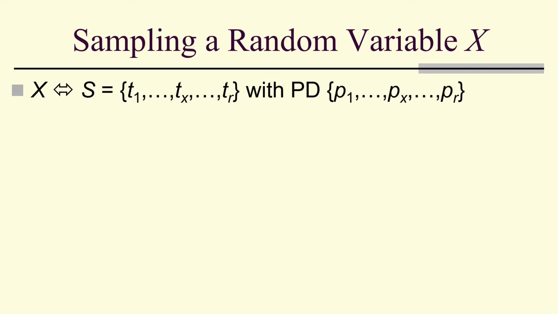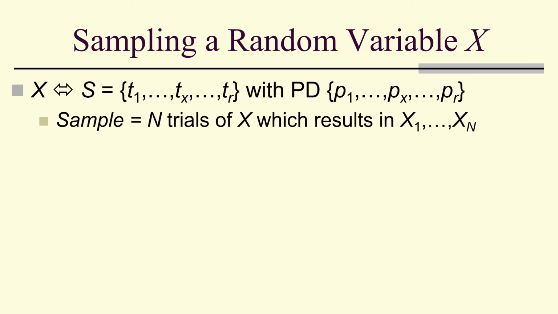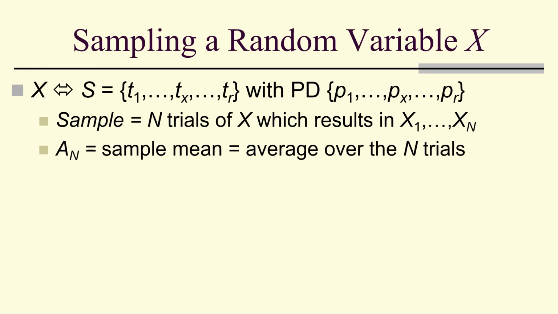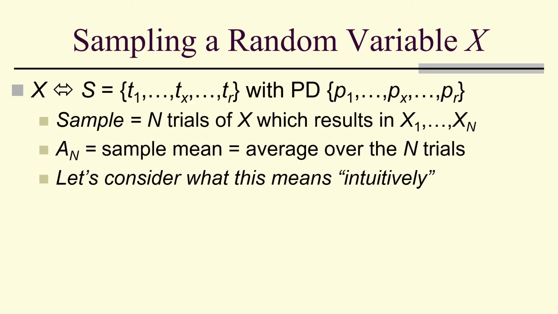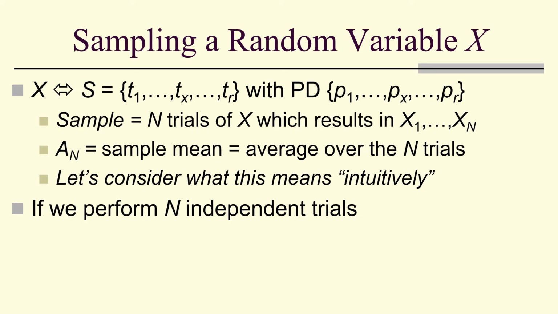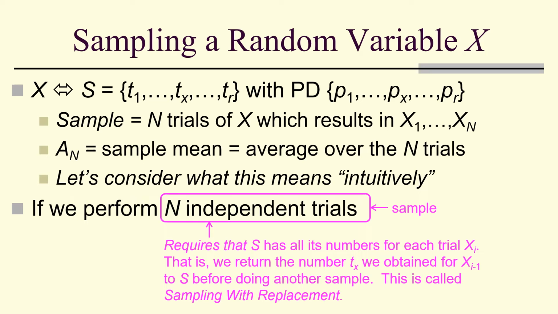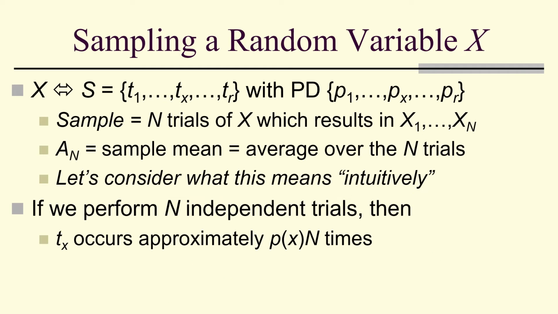So these are two properties of the sample mean. Now, if we sample a random variable, we end up with what are called n trials of X, resulting in X1 up to Xn. An is the sample mean, or the average. Let's consider what this means intuitively. If we perform n independent trials, that's a sample. And notice that practically it means that we always have to sample from all of S. So if we choose a number from S, t sub x, then we have to put it back in before we do another sample. This is called sampling with replacement.